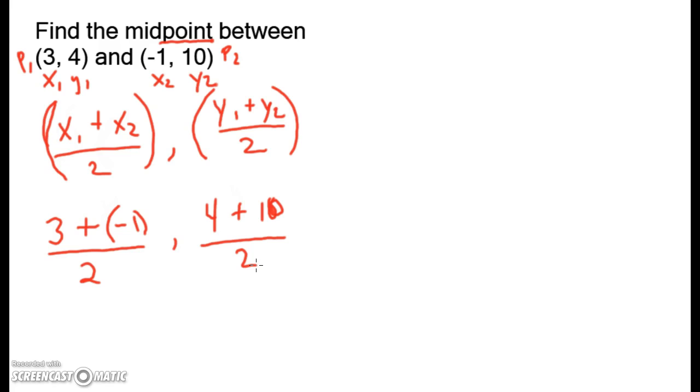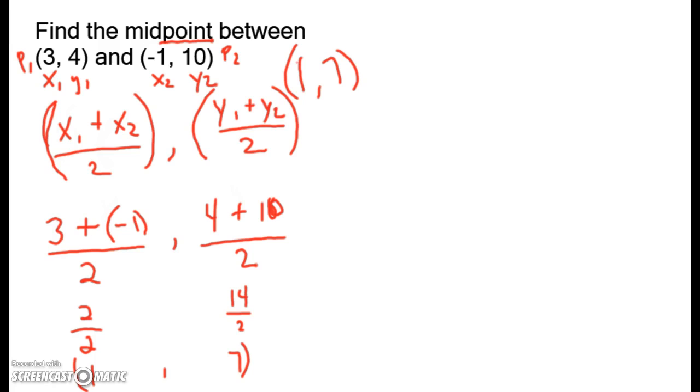3 plus -1 is 2 over 2, which is 1. And 4 plus 10 is 14 over 2. 14 divided by 2 is 7. So your ordered pair would be 1, 7. That would be the ordered pair that is the midpoint between 3, 4, and -1, 10.